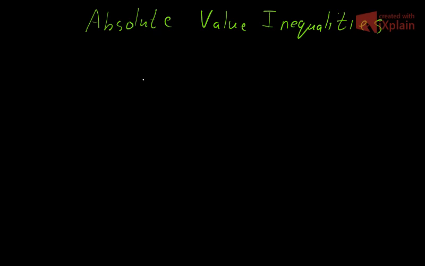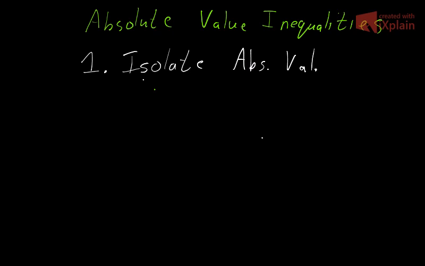So, quick reminder, anytime we see absolute values in an equation, or an inequality, as it were, there's a few things we want to do. The first step is we want to isolate our absolute value, because if it's not all alone, there's not much we can do with it. So the first thing we want to do is isolate our absolute value, get it all alone.